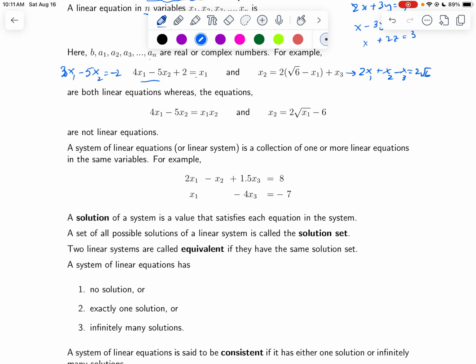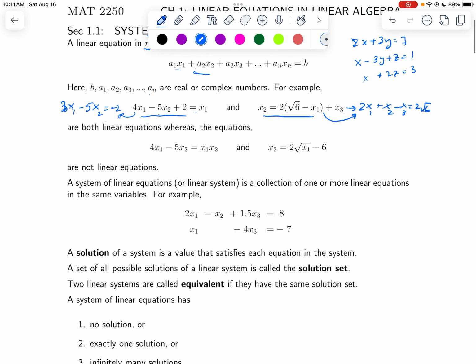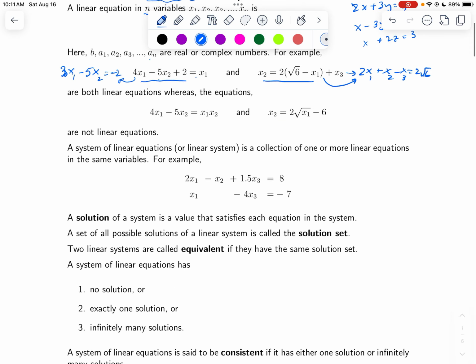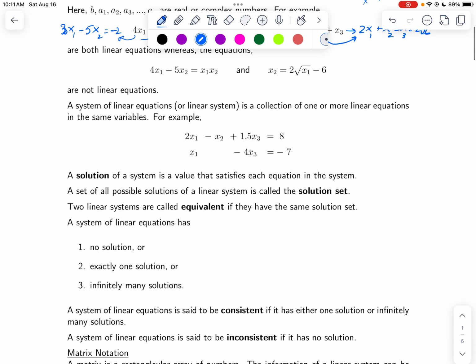So here are two examples of linear equations, and these are both linear. You can simplify and get it in this form, and this becomes that, which are both linear. You can compare them to the linear form given here. Now I show you two examples of equations which are not linear. On the left hand side you see 4x1 minus 5x2, which is similar to the linear equation, but on the right hand side we have x1 times x2, means two variables are being multiplied, therefore this is not linear.